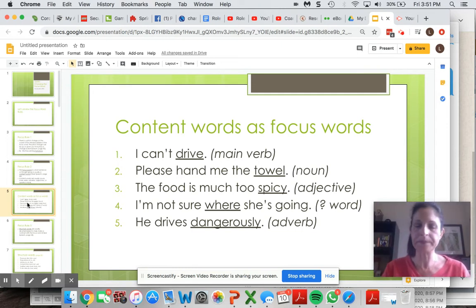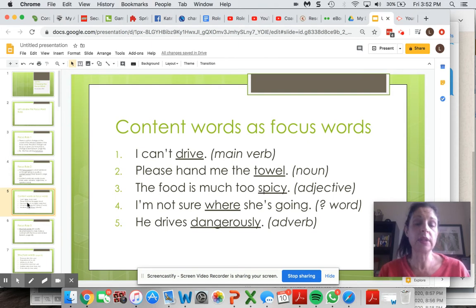Number 4. Question words are often content words. In this case, the word where is a content word and the focus word. I'm not sure where she's going. You could also change the content word. It could be any kind. I don't know why she's going. I don't know when she's going. Those are all question words as focus words.